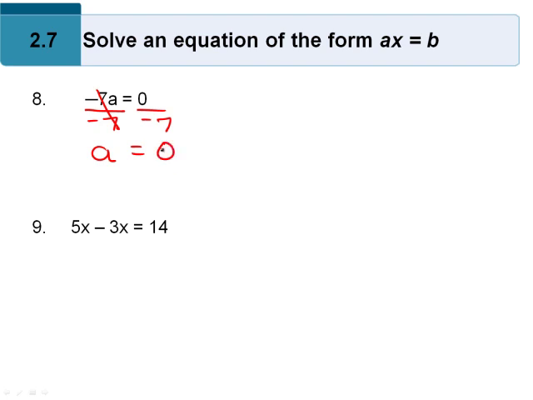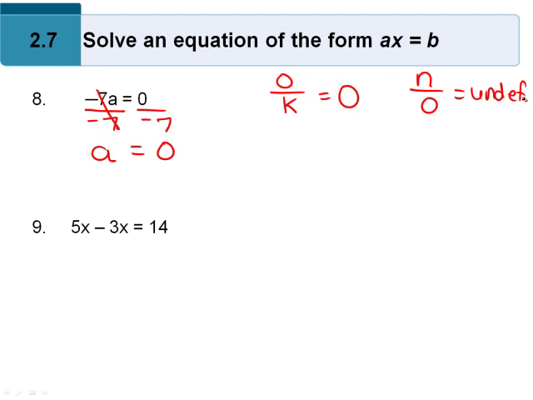A is 0. Okay? Also remember what we talked about way back in chapter 1. 0 over any number, that's okay. That equals 0. If it's a number divided by 0, no, you can't do it. That's undefined. So make sure you keep that straight because a lot of people get those mixed up.